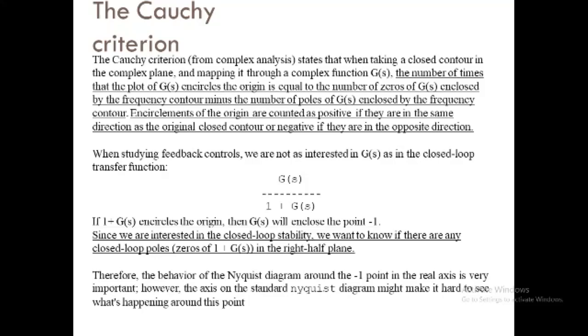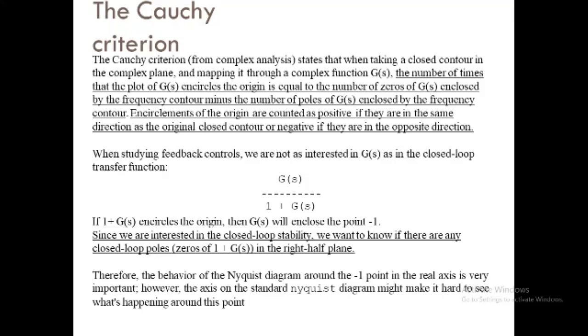The frequency vector used in plotting the Nyquist diagram usually looks like this. However, if we have open loop poles or zeros on the jω axis, G(s) will not be defined at those points, and we must loop around them when we are plotting the contour. Such a contour would look like this.